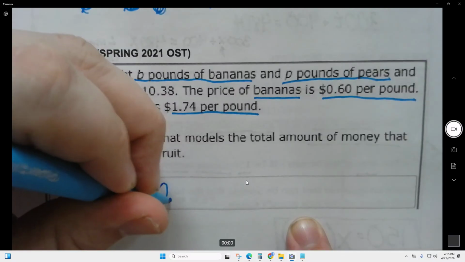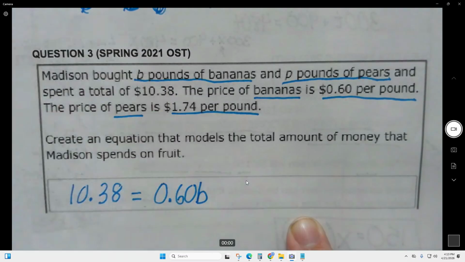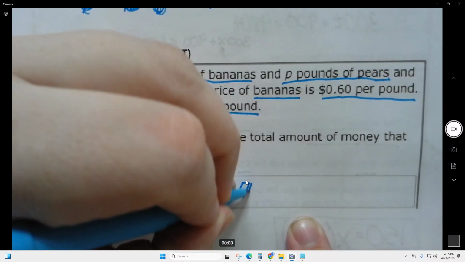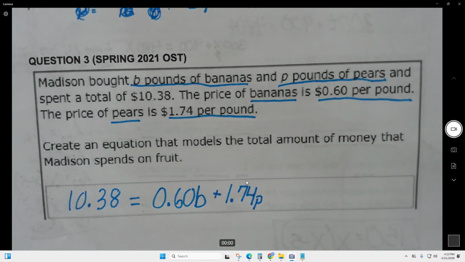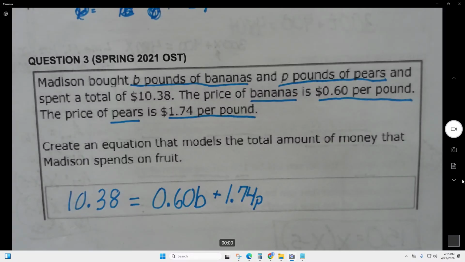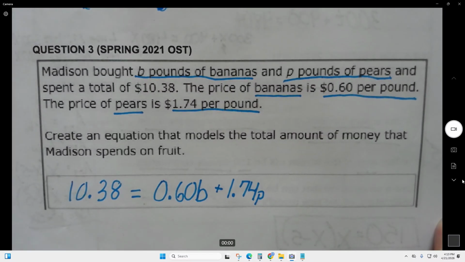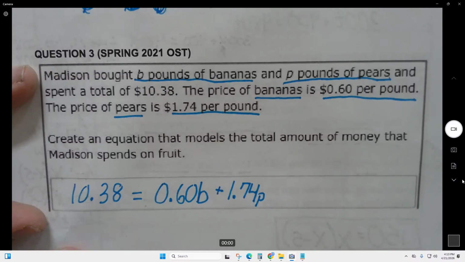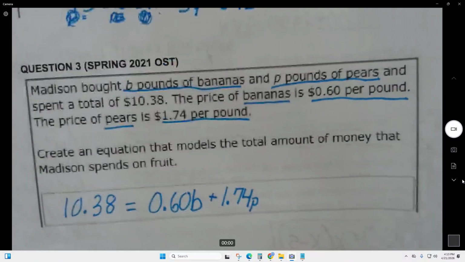The total cost is 60 cents times the number of pounds of bananas that they bought, plus $1.74 times the amount of pounds of pears that they bought. Simple as that. Done and done. The biggest thing with these problems is that they want you to overthink, right? They want you to overthink these. And this is one that you could very easily overthink, but the answer is remarkably not complex.